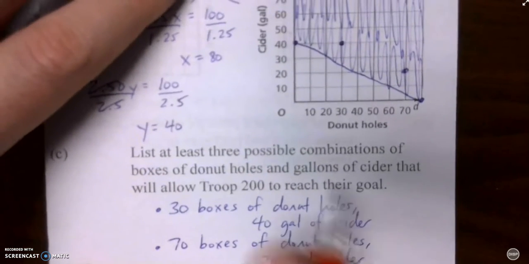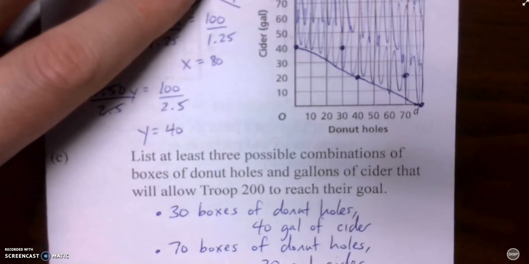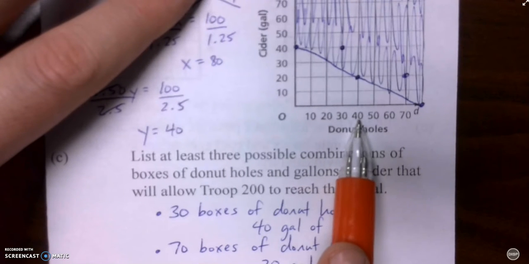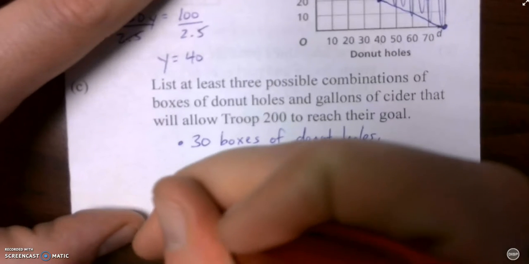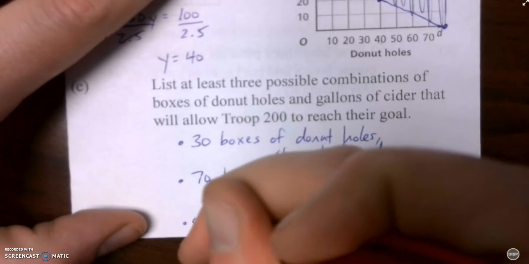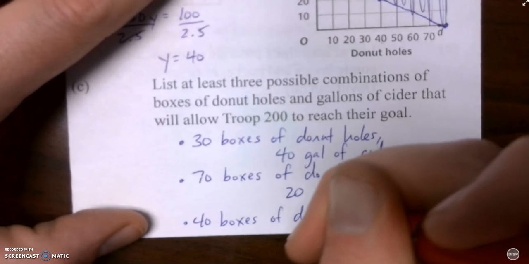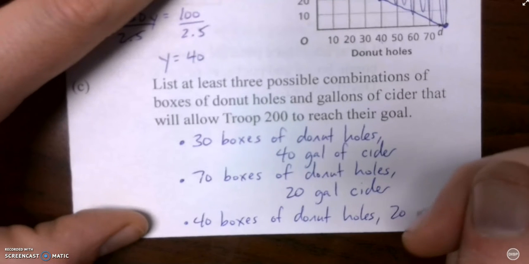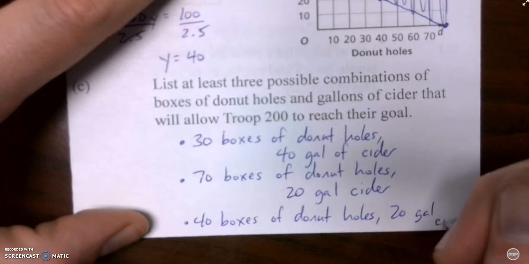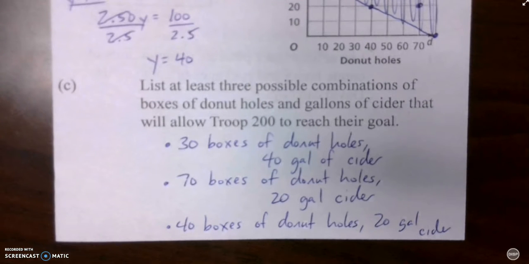And just to show that we can use anything on the solid line, let's pick this one too. That one works. 40 boxes of donut holes, 20 gallons of cider. There we go. Problem solved.